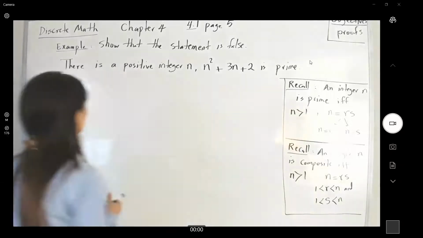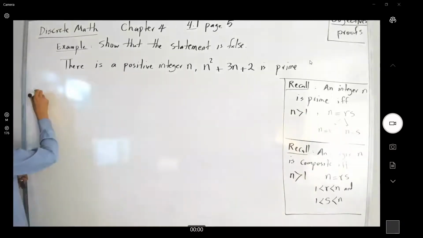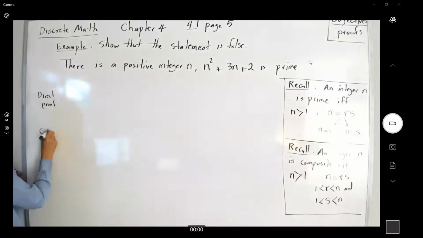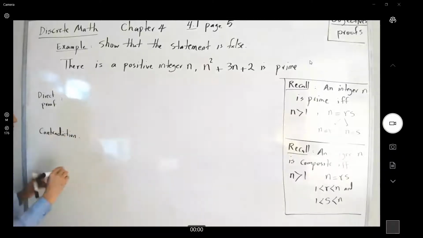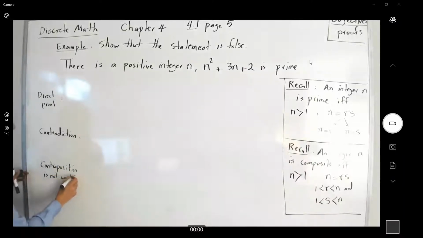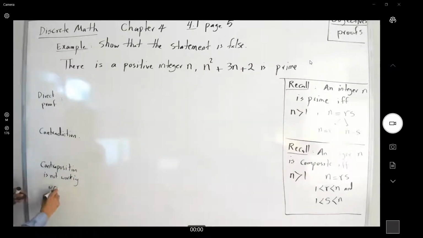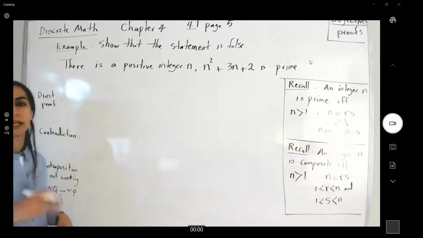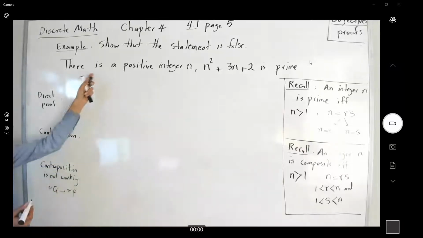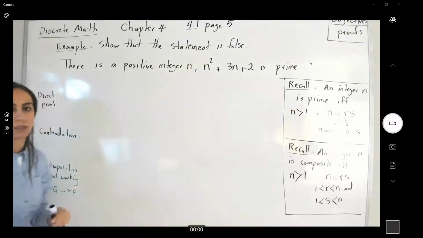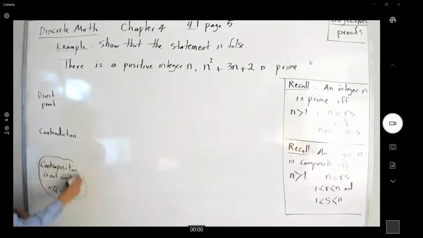So direct proof, contradiction, the method of contradiction, contraposition doesn't work here. Contraposition is not working here. Why is that? Remember that we said contraposition is for the case that we have not Q then not P, for an implication. We don't have an implication here. It says there is a positive integer such that you have this condition, no implication. So this doesn't work.